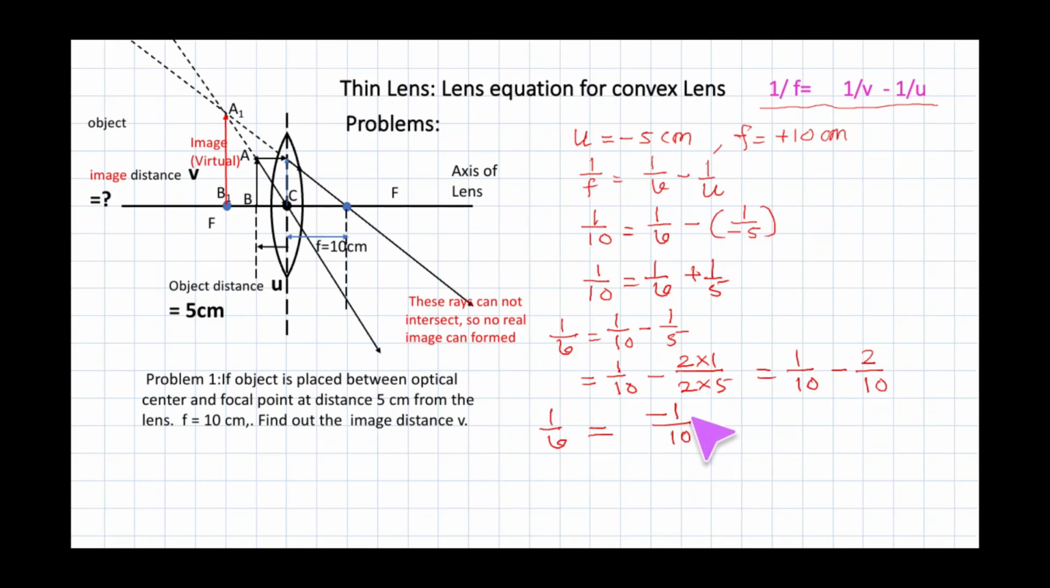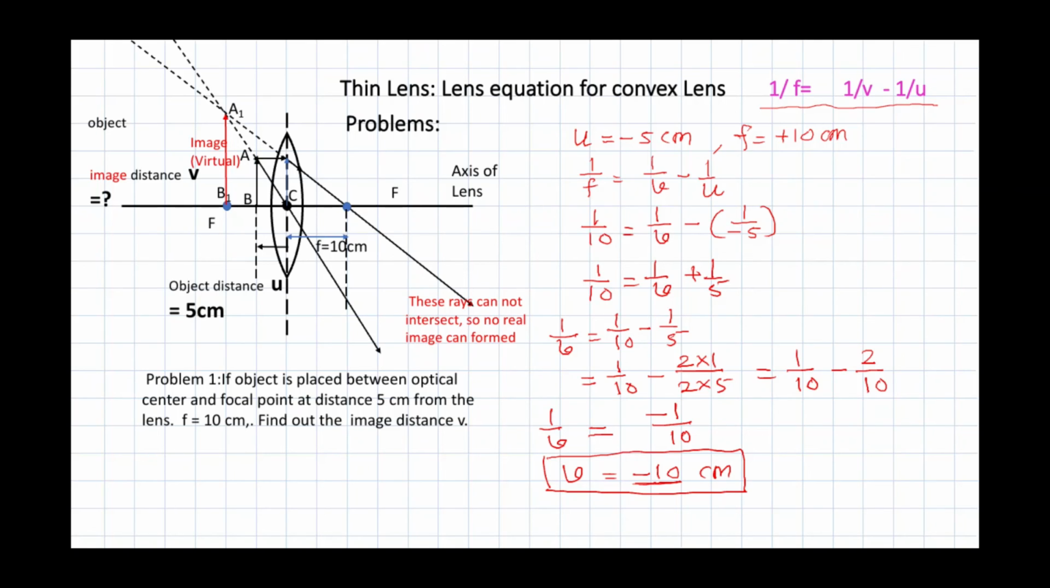Therefore v is equal to minus 10 centimeter, and as v is minus 10 centimeter, the minus indicates that the image is to the left hand side. So here it is shown. So that is the case. The image formed is a virtual and erect image. So this is the special case.